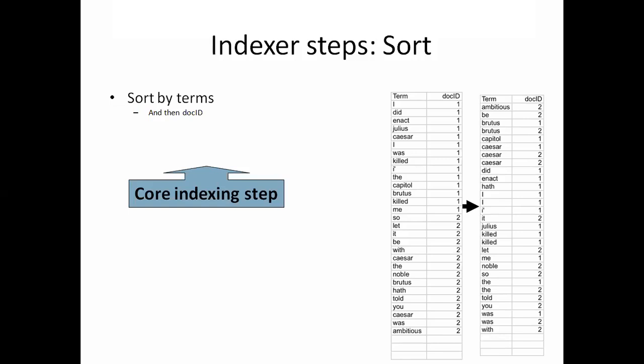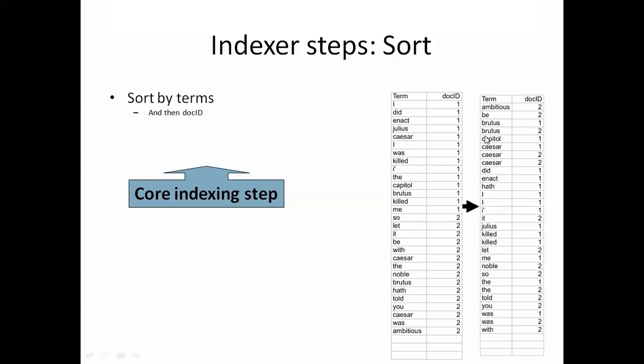Next, sort by term. So these are the terms, I did enact and so on. How will we sort? Sort means here we sort alphabetically. So A first: ambitious, then B: Brutus, Brutus, then capital, Caesar. We start from the term and check alphabetically A, B, C, D. In this way we sorted. This is the sorted form.